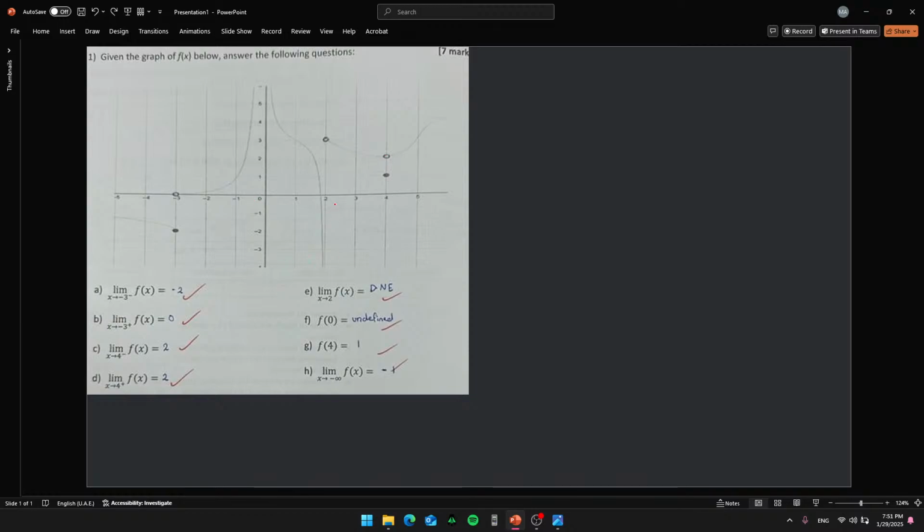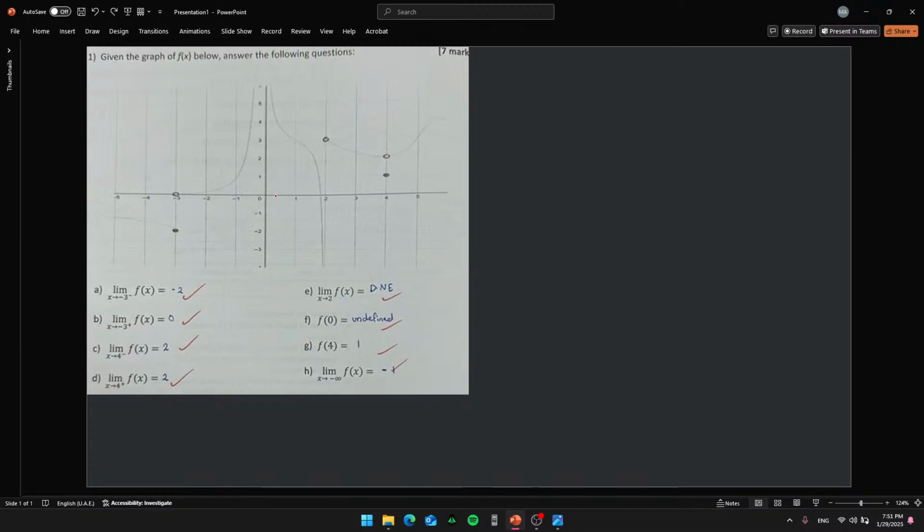As x approaches 2, it didn't specify from the right or left, so we have to check from both. From the right, it's 3. And from the left, it goes to -infinity. Left doesn't equal right, so the limit does not exist.